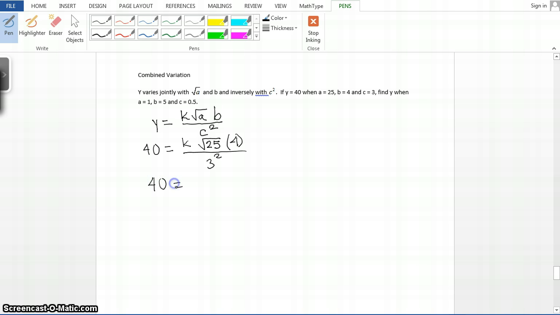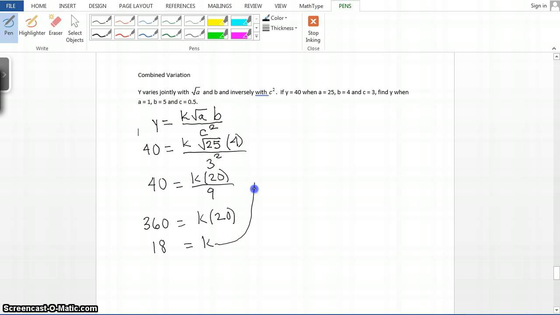Alright, let's see where we are. This is 40 is equal to k. Square root of 25 is 5 times 4. That'll be 20 on top. And 3 squared is 9 on the bottom. Solving for k, let's multiply by 9. Whoops, I should put the 20 first. That's okay. And now divide by 20 to see what we get for k, 18. Alright, our constant of proportionality is 18.